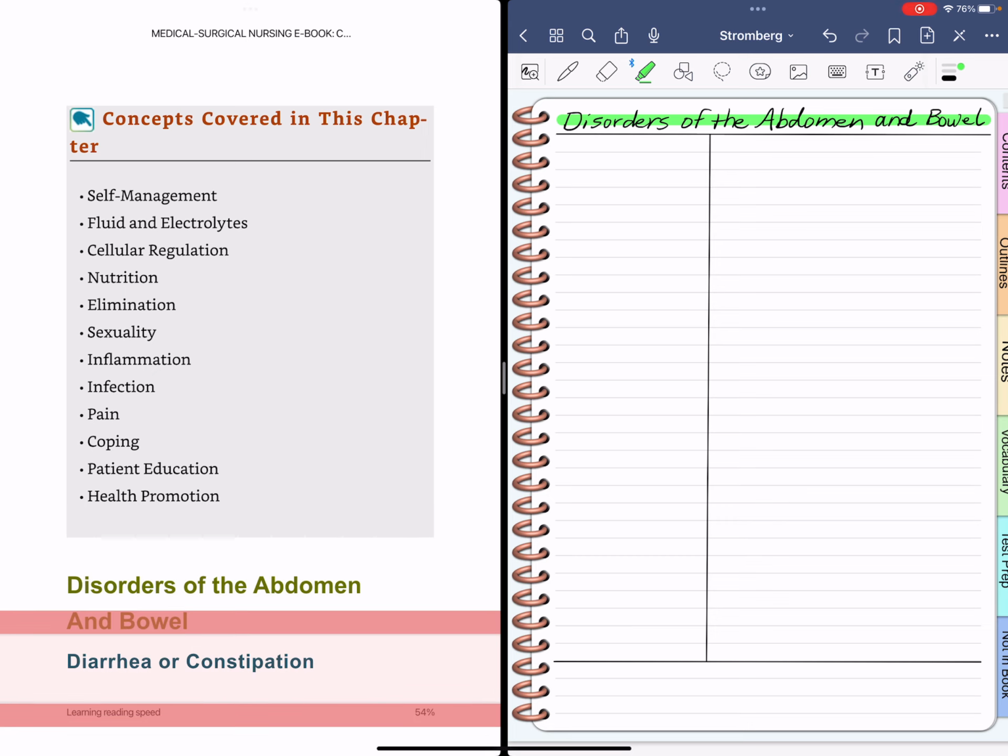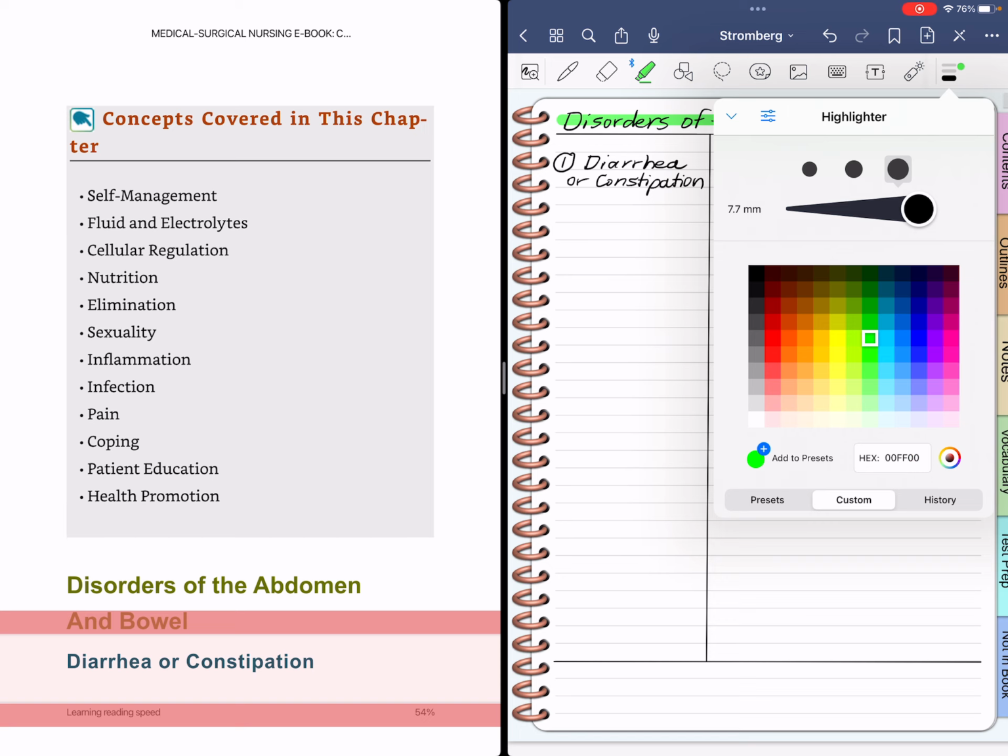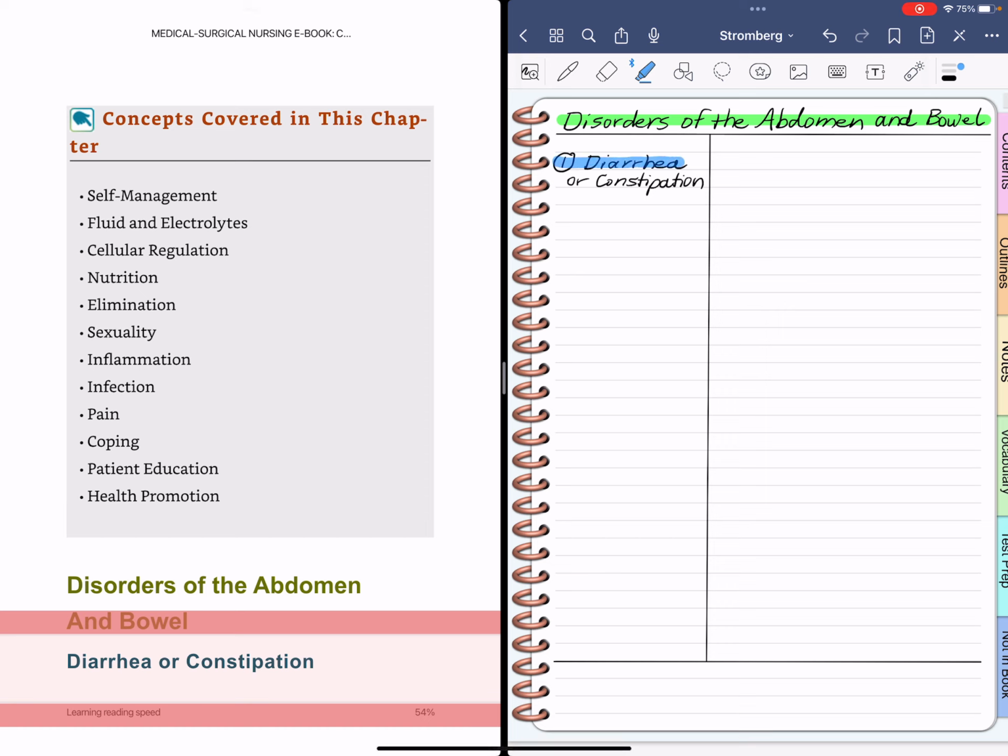Then the first section, the first disorder, I'm going to actually number that, is made up of 2 disorders, but we'll group them together because that's how the book is written. Diarrhea or constipation. So we have that as a blue header. And just to keep myself organized according to the book, I'm going to go ahead and highlight that with blue. So the first disorder that they're talking about is diarrhea or constipation.